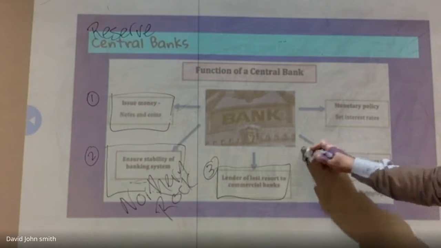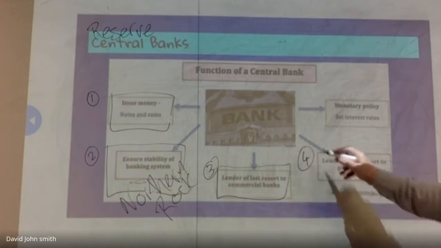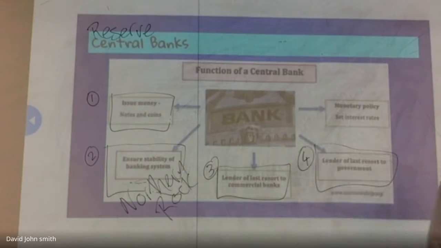And job number 4: it's not only banks that can get into financial trouble, it's also the government. And again, this is what we're seeing around the world at the moment. These reserve banks are loaning money to governments in order to make sure the governments can keep operating. Now you think to yourself, surely that doesn't happen often. Well, yeah, it does.